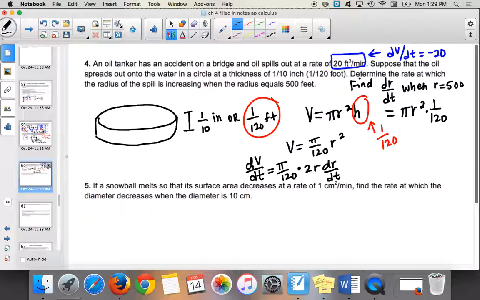Okay, so when we plug things in, we know the rate of change of the oil is, we're losing 20. Actually, we're not losing. It's not like leaving anything, is it? This is positive 20. Sorry, I don't know why I did that. We have ones where it's like a funnel and the volume is leaving; that would be where you're losing volume. So we're going to have 20 is equal to pi over 120 times 2 times r, which is 500, and then dr over dt is what we're trying to find.